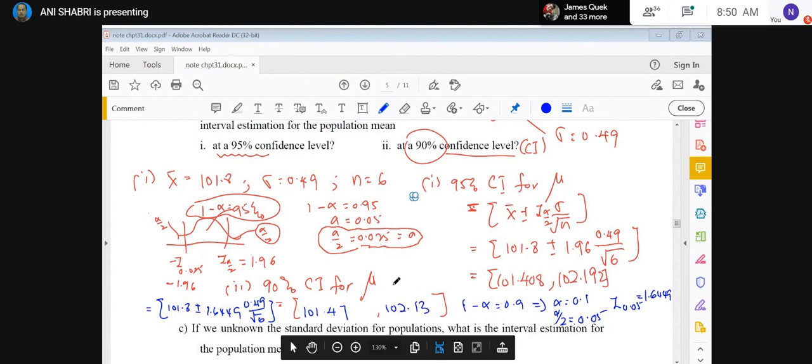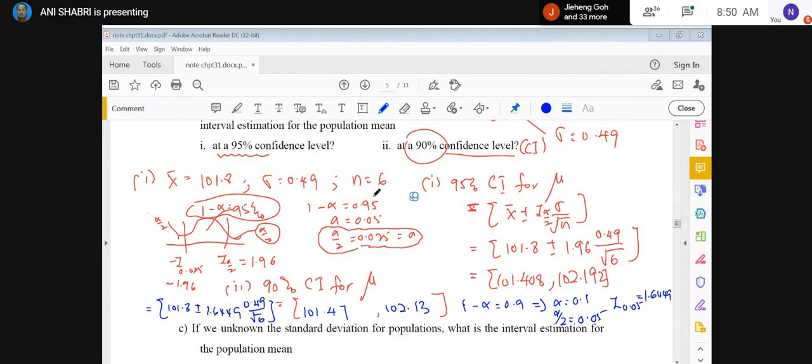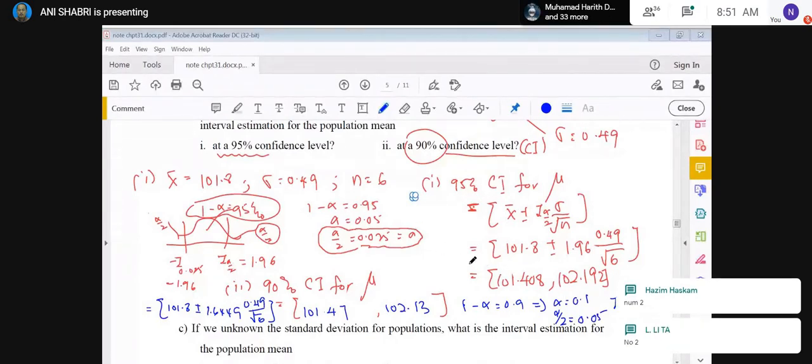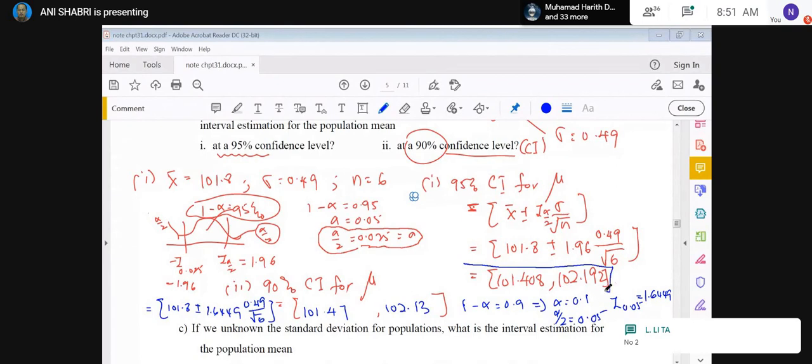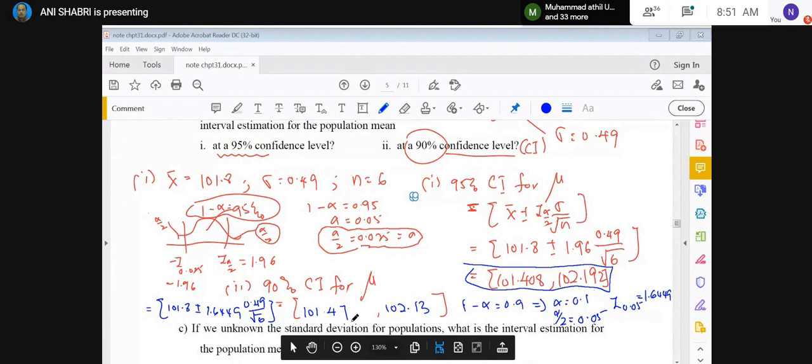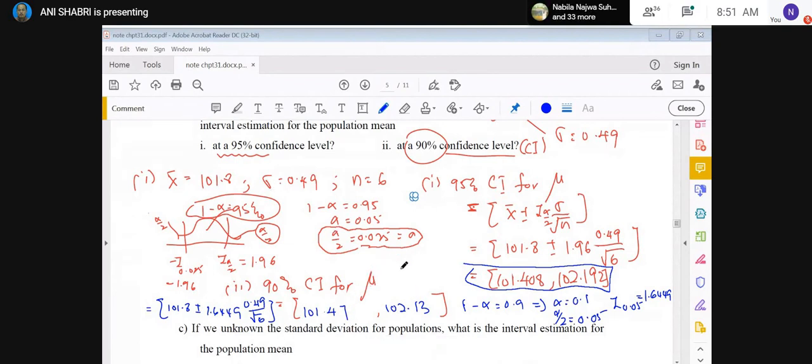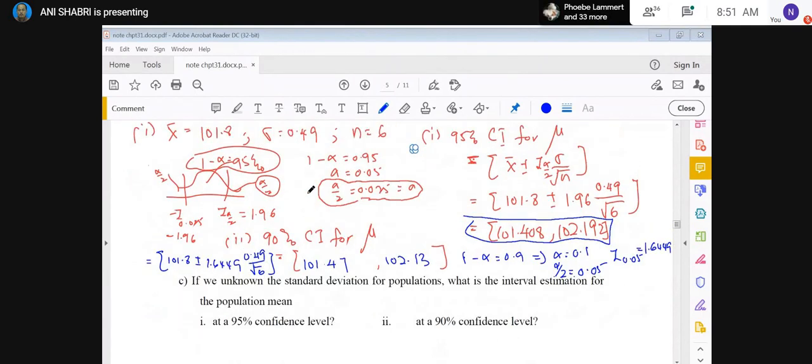Which one is wider, number 1 or number 2? Number 1 is wider. If you see the interval, number 1 is wider compared with number 2. Number 2 is not as wide compared with number 1.